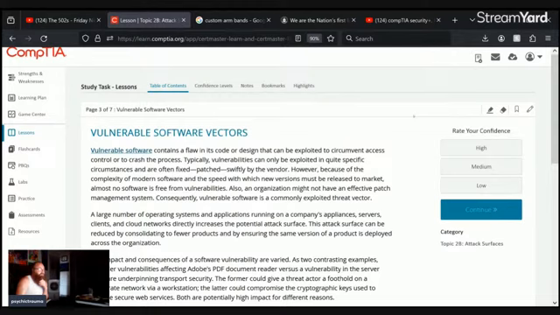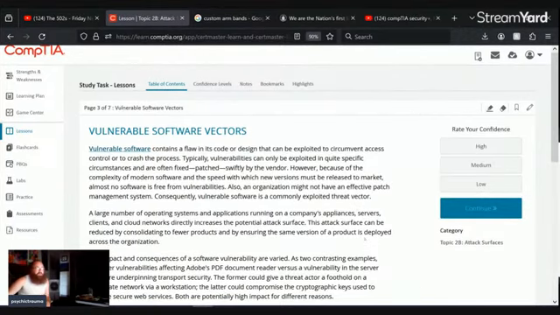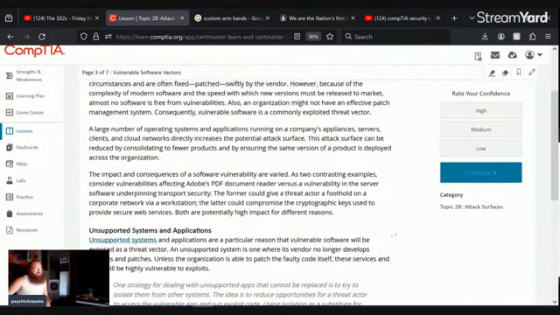A large number of operating systems and applications running on a company's appliances, services, clients, and cloud networks directly increase the potential attack surface. This attack surface can be reduced by consolidating to fewer products and by ensuring the same version of a product is deployed across the organization.